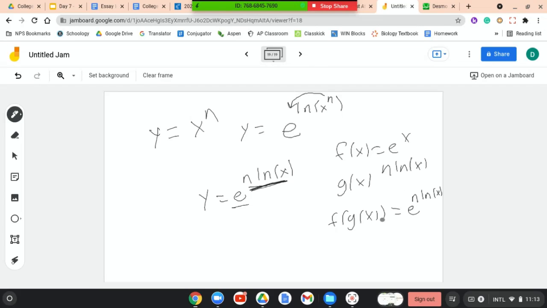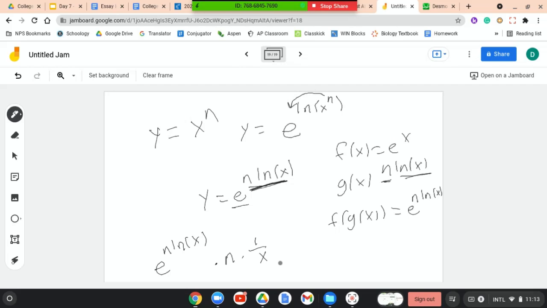The chain rule tells us how to find the derivatives of these kinds of functions, so that's exactly what we're going to do. f prime of g of x is e to the n ln x, because the derivative of e to the x is e to the x. Then we multiply by the derivative of g, which is n times ln x, so it's n times the derivative of ln x, which is 1 over x.